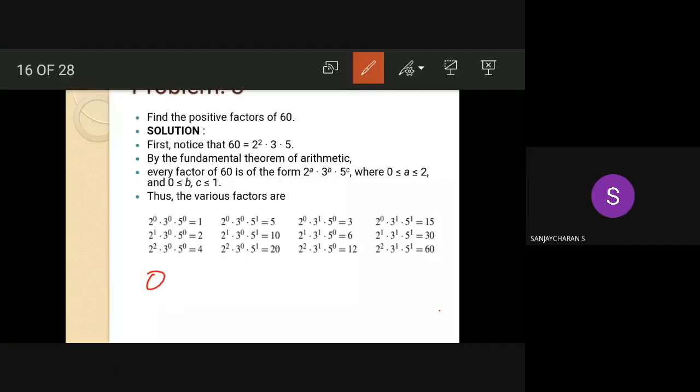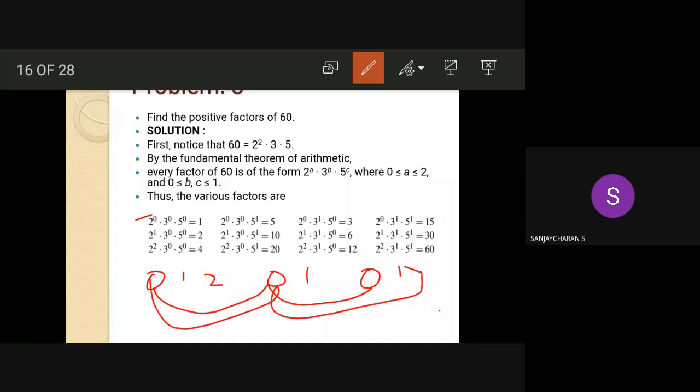Suppose A varies over 0, 1, 2, B varies from 0 to 1, and C varies from 0 to 1. Now I have to collect all such combinations. First I fix 0. So my first collection is 0, 0, 0, that is 2 to the power 0, 3 to the power 0, then 5 to the power 0.